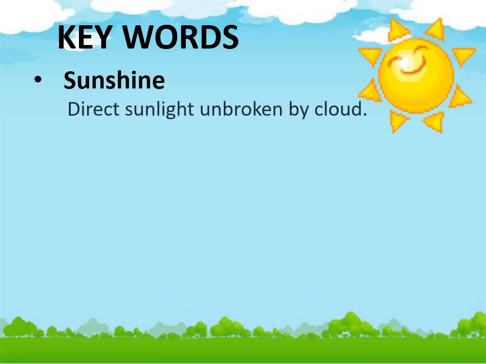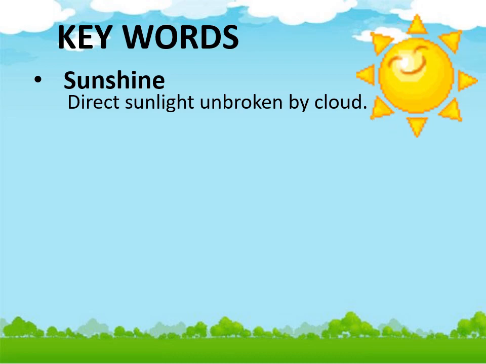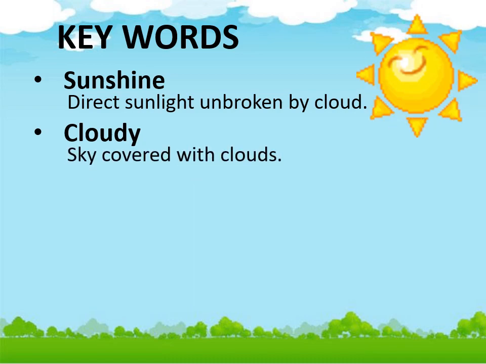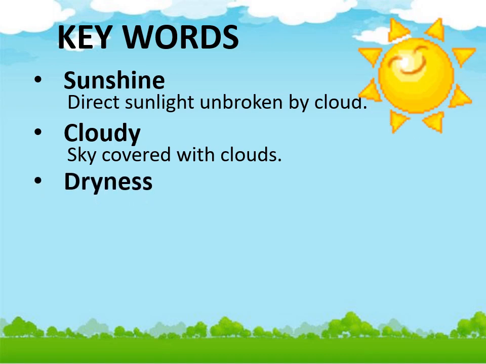It means the direct sunlight unbroken by cloud. It means the light that we receive from the sun directly. The next word is cloudy, which means sky covered with clouds. So when you see clouds in the sky, what are you going to call it? It is cloudy.